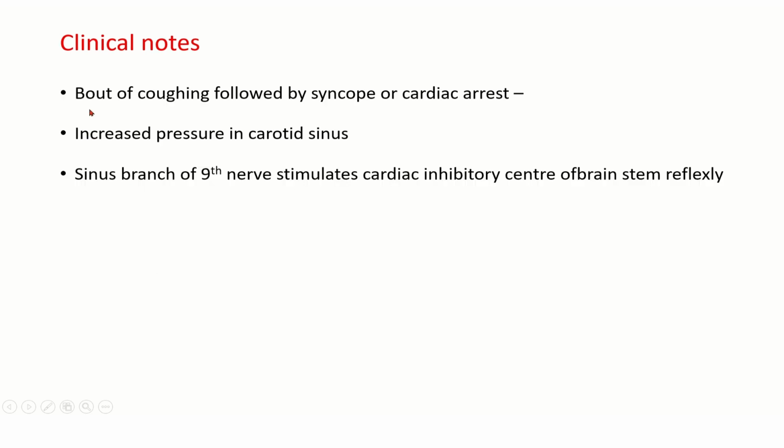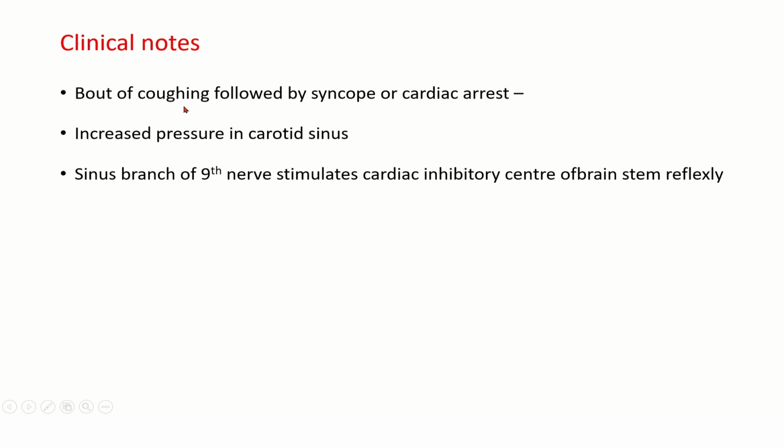Then sometimes a bout of cough will be followed by syncope or cardiac arrest. How this happens is that increased pressure in the carotid sinus, through the sinus branch of the ninth nerve, that is the glossopharyngeal nerve, will try to inhibit the cardiac center in the brainstem reflexly. This results in syncope or cardiac arrest.